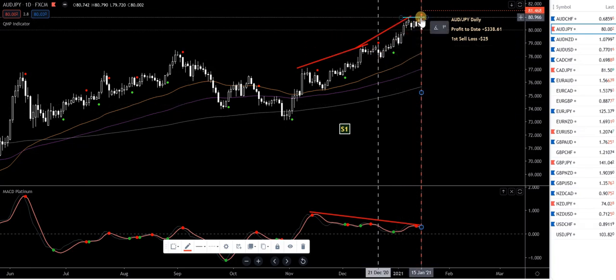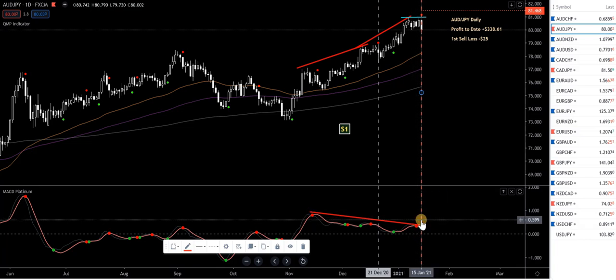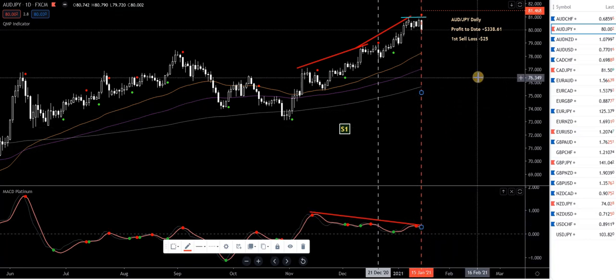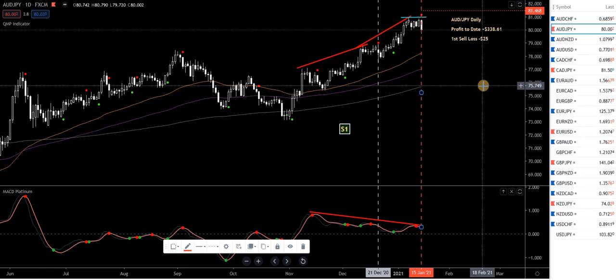So you can see it's gone up. Now I've got this little double top here. MACD Platinum's above the 0 level. We'll look for a sell on Monday. That's the Aussie Yen. Righto.